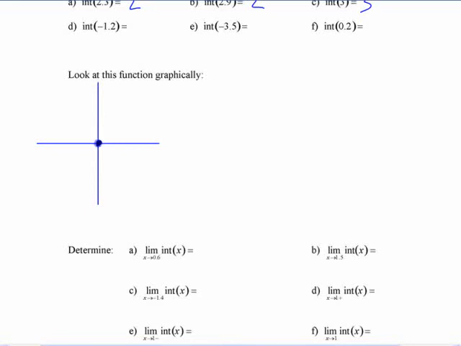Greatest integer of 0 is 0. Greatest integer of any number below 1 is 0. As soon as you get to 1, it's 1 now. And it looks like that, and like that. Have a look. This is actually in the textbook if you want to check.